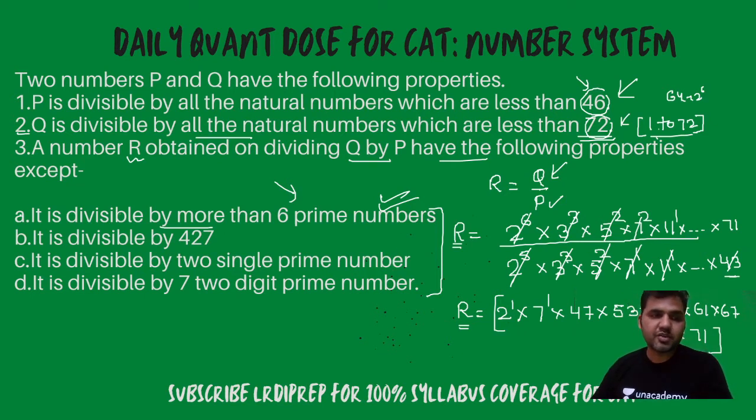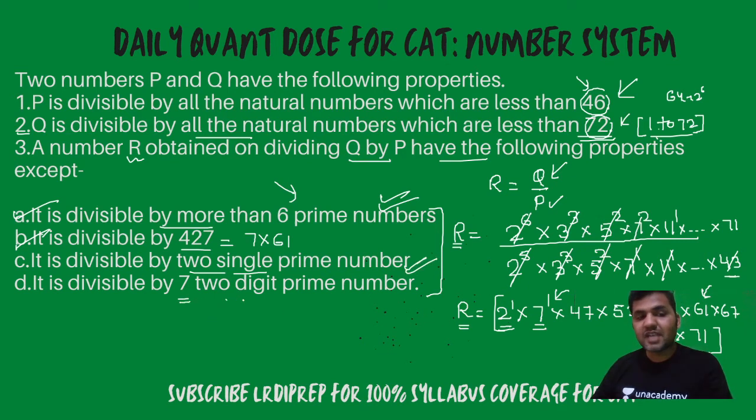First statement is true. Second, it says it is divisible by 427. For a number to be divisible by 427, the factorization of 427 is 7 into 61. Now, in the number R, I have the number 61 as well as the number 7. So yes, it is divisible by 427. B is also true. It is divisible by two single digit prime numbers. You can see that the number R has two single digit prime numbers, 2 and 7. So yes, this statement is also true.